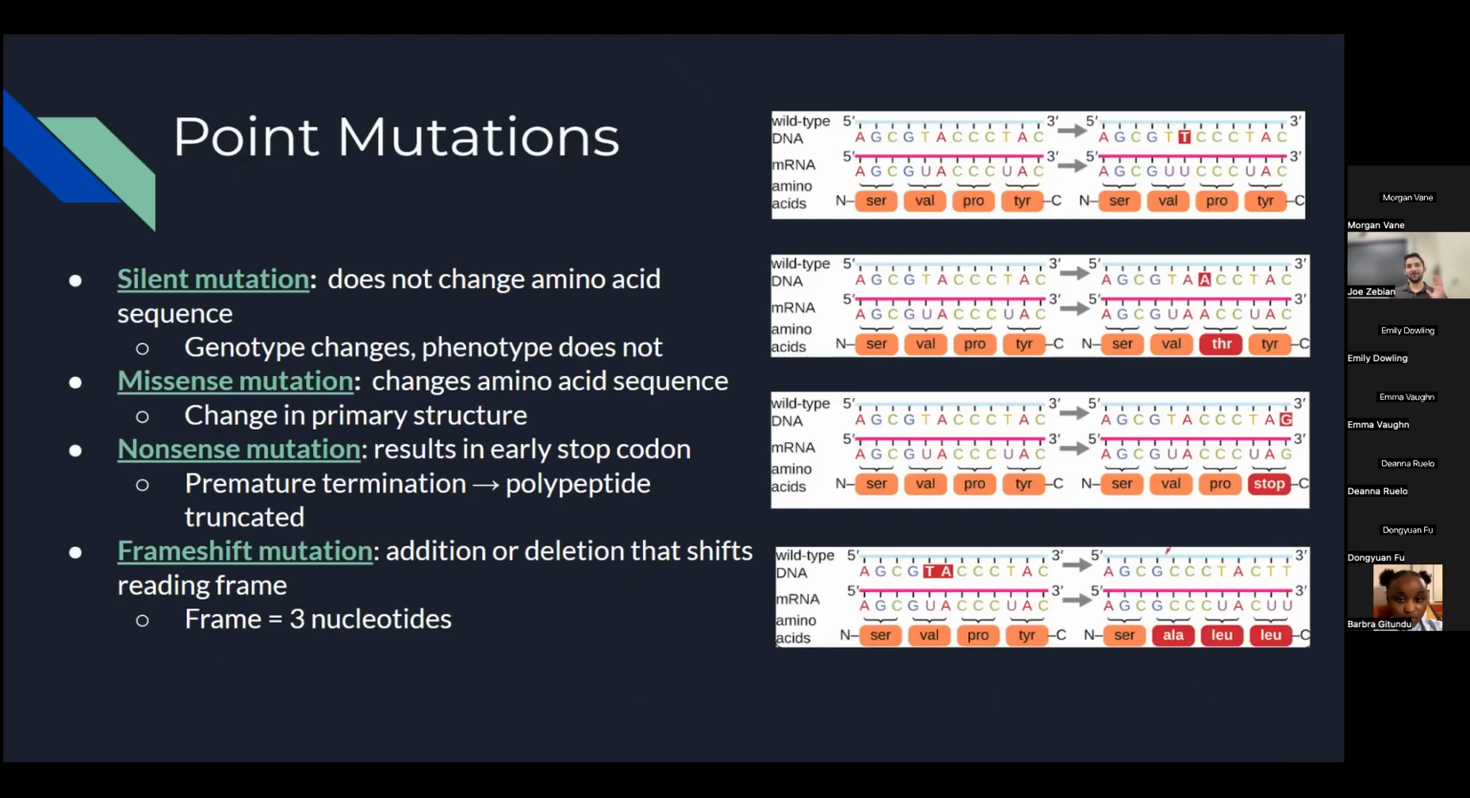Okay, almost done. Point mutations. These are really important. You've got to know these. They range from not really affecting anything to being catastrophic.